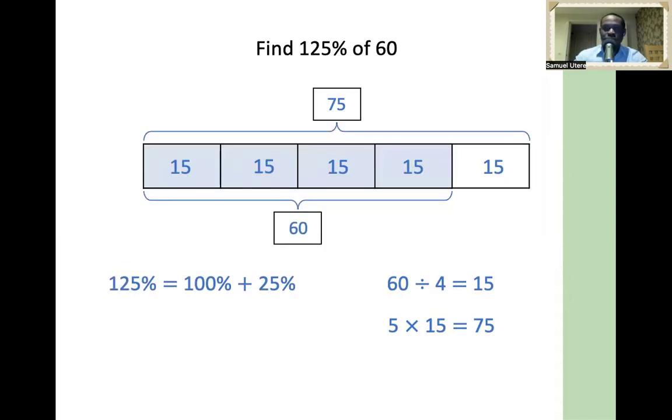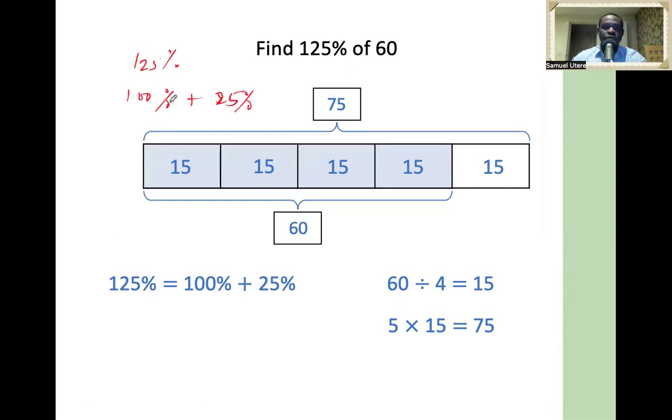But I want you to think about this in a different way. If I say you should find 125% of 60, what this means is 125% is 100% plus 25%.